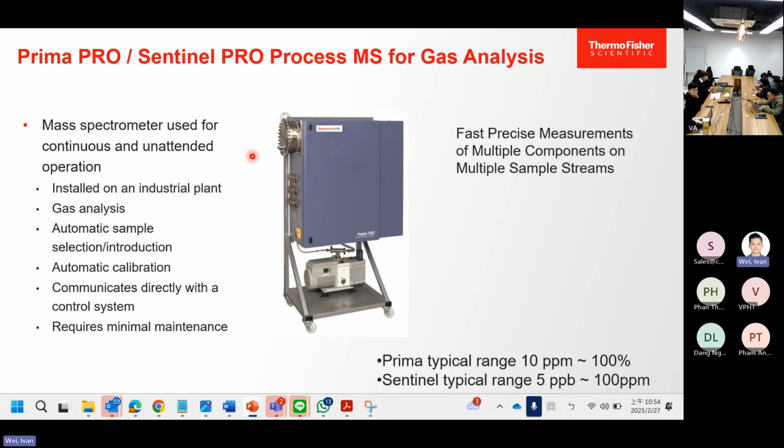So we do have two products. One is called Prima, one is called Sentinel. Prima tends to focus more on continuous monitoring on the process end. For Sentinel, same technology, but we place the Sentinel at the industrial site to do environmental monitoring for occupational health and safety.